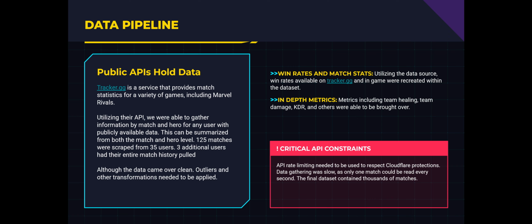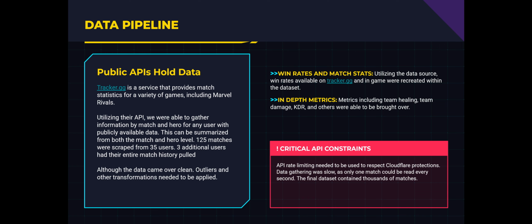For this project, about 125 matches were scraped for 35 users, and 3 additional users had their entire match history pulled. So we were able to get a good amount of data from the API service. However, we did need to do a little bit of pre-processing. Although it came over pretty clean, we needed to do some transformations in order for it to work on the machine learning algorithms.